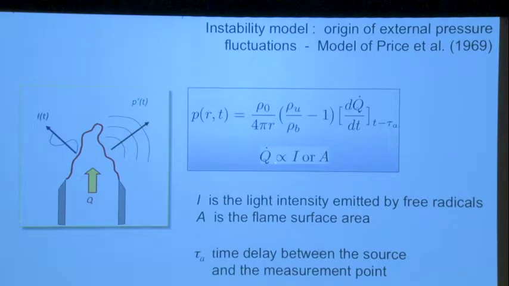And Q dot is proportional to the intensity or to the area change. So I is the light intensity emitted by free radicals, or A is the flame surface area. Tau A is just the delay. It's a very small delay. This one is not very large because the system is pretty small. So we know that the pressure is like that.